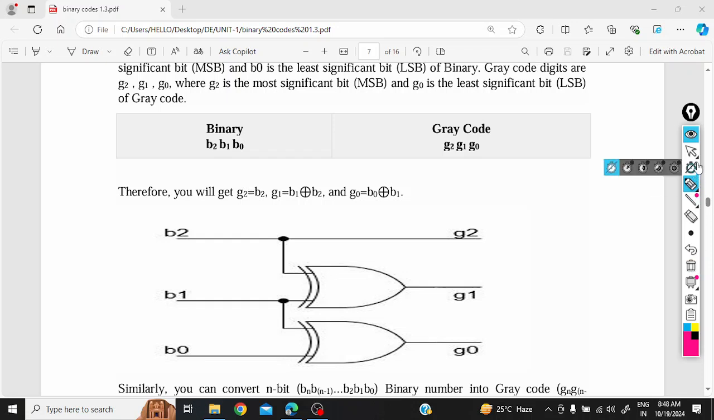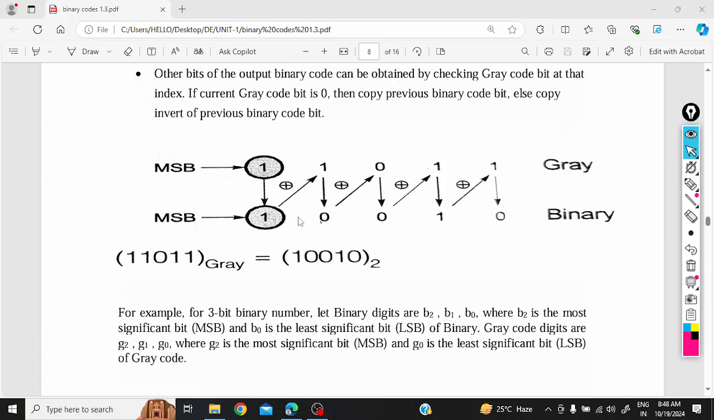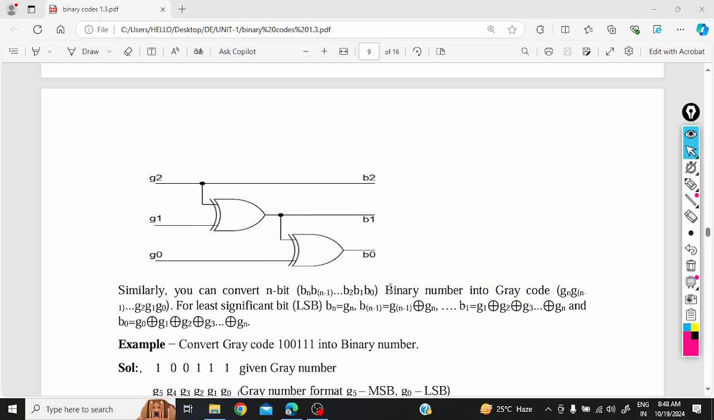Let's get on to the reverse operation, the gray to binary conversion. You can see it is exactly the reverse operation, but there is a small difference. In the previous case G2 was given as B2, and the same thing will go on here. But for the next bit, the output is connected to the input of the next gate.